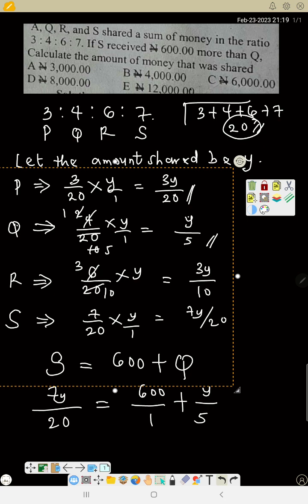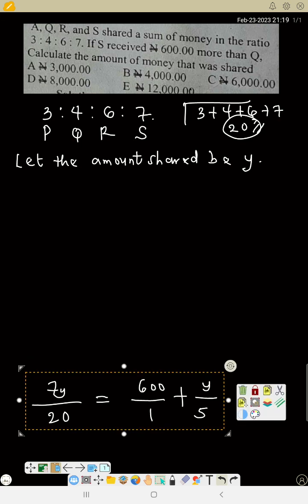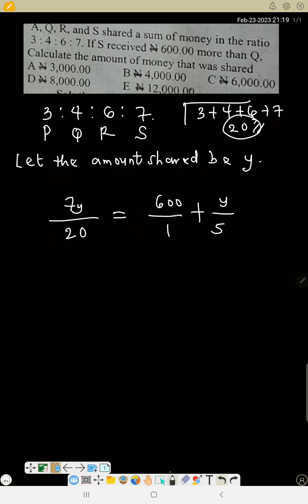You are finding the LCM. If you have a fraction like this, don't bother to cross multiply. Just find the LCM of everything here. The LCM is 20. So multiply each by that LCM, that 20. The 20 will cancel the 20 here. That is 7Y equals 600 times 20. 6 times 2, 12,000, plus 5 here 1, 5 here 4.